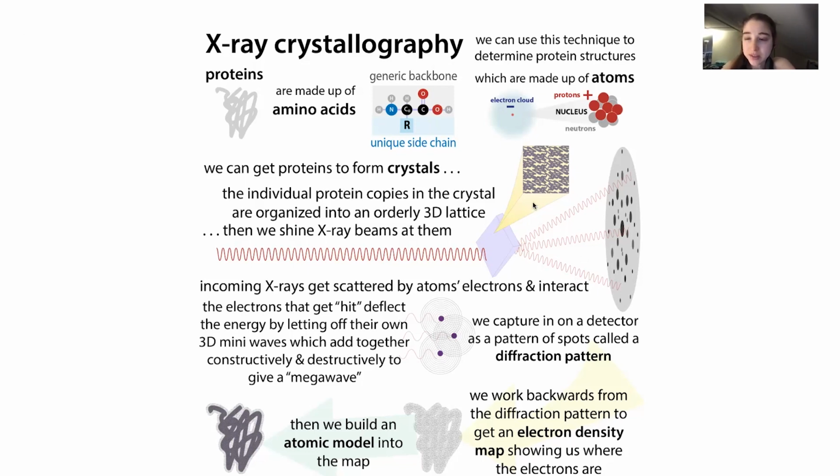And so when those specific conditions are met, then you get a spot. And then we can work backwards from these spots with a Fourier transform, going from this diffraction pattern, so from this pattern of spots on our detector, to an electron density map showing us where the electrons are. And then we can build an atomic model into that map.